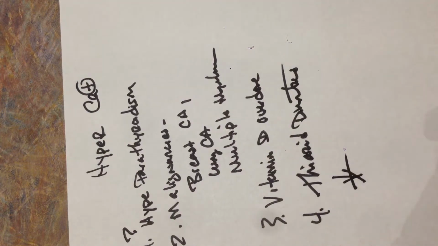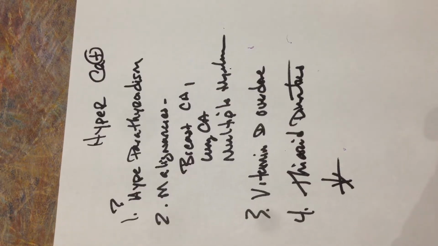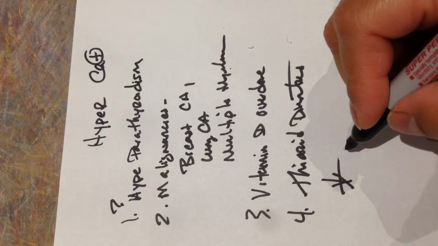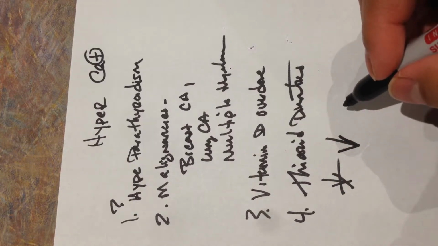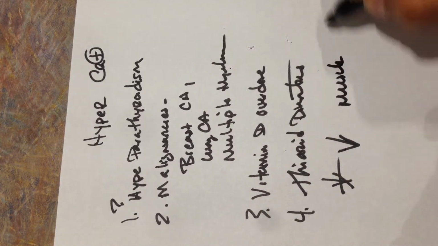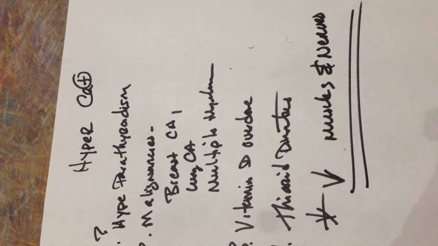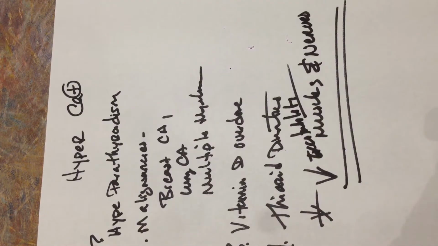Now, a little side note here. This is going to come into importance in just a little bit. Remember that excess calcium leads to reduced excitability of muscles and nerves. Again, calcium excess leads to decreased excitability of muscles and nerves. So what is going to be affected are muscles and nerves. Make sure you understand that concept.